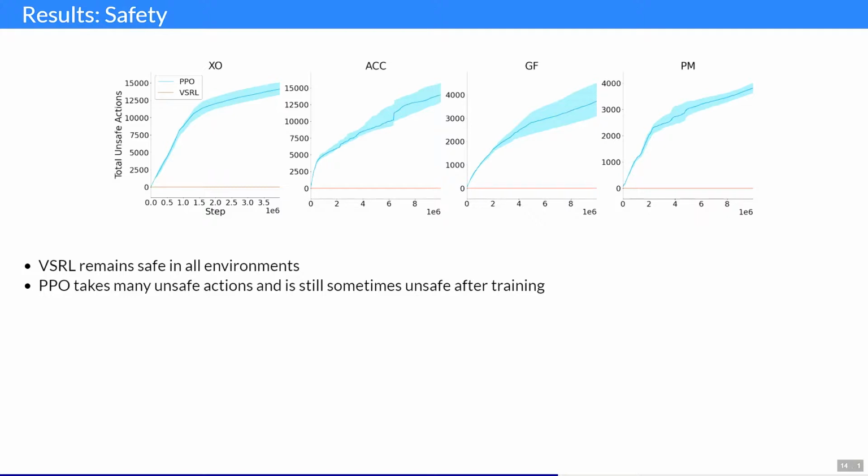And first we show for each environment the number of unsafe actions taken by each method over time. So in blue we can see that PPO takes a large number of unsafe actions in all of the environments, even more so in some than others. And even once it's begun to converge and learn a fairly good policy, it still continues to take unsafe actions some of the time. VSRL, on the other hand, is successfully able to remain safe throughout all of training and takes 0 unsafe actions in any of the environments.